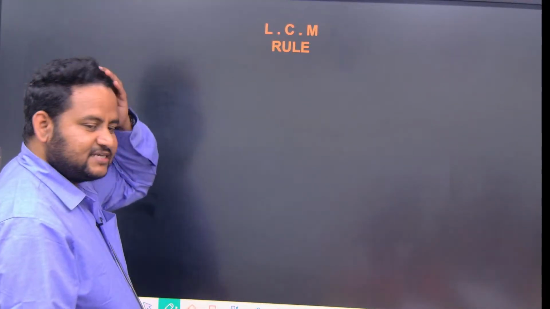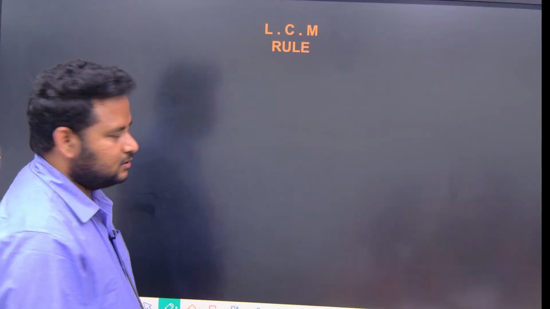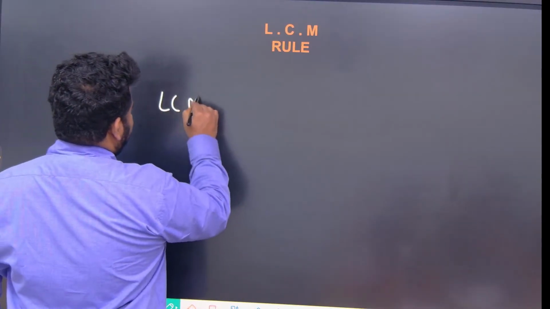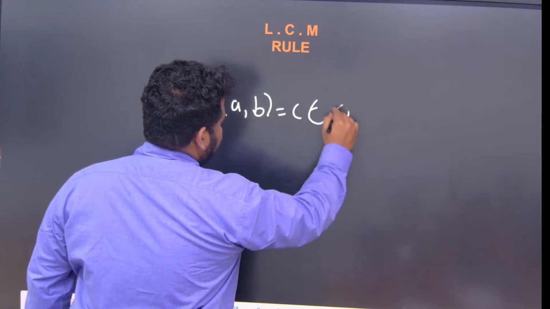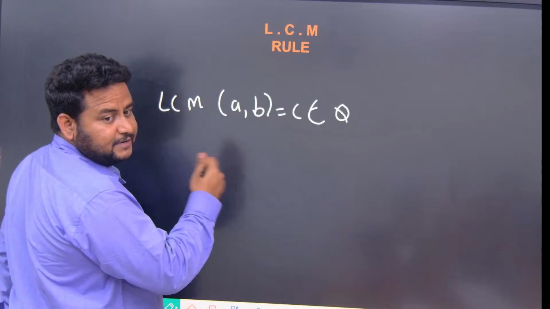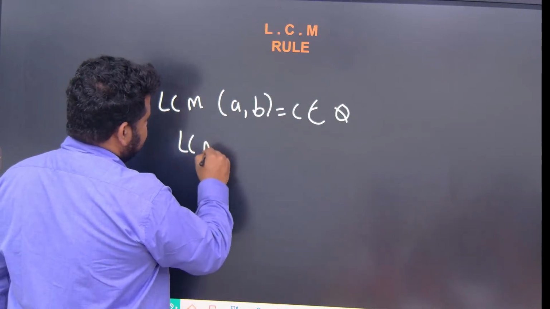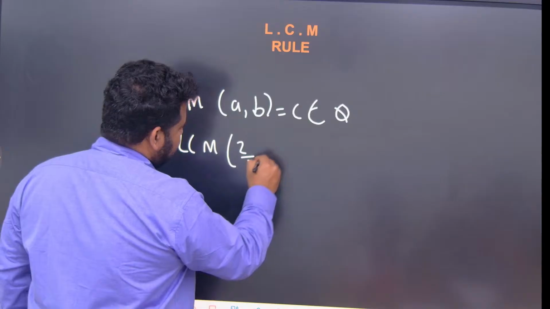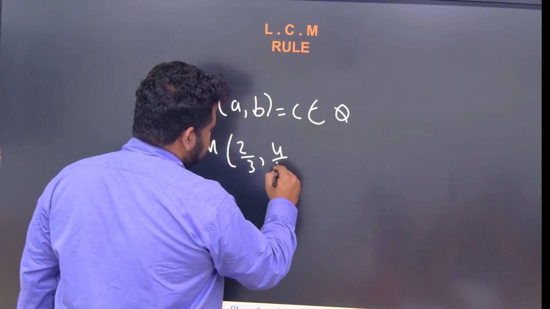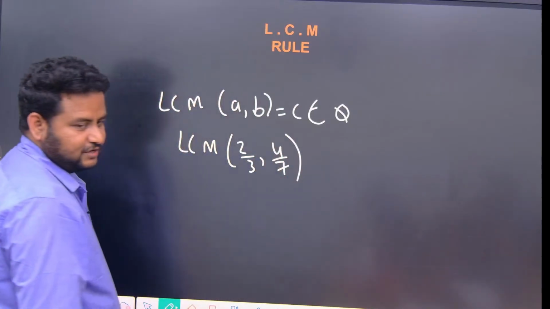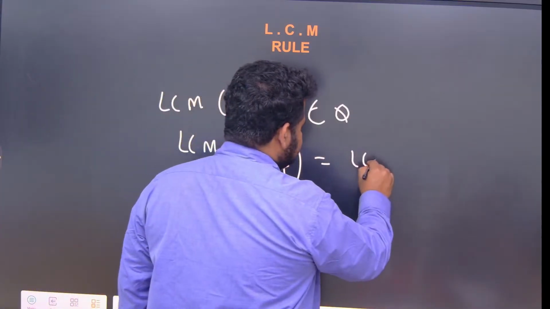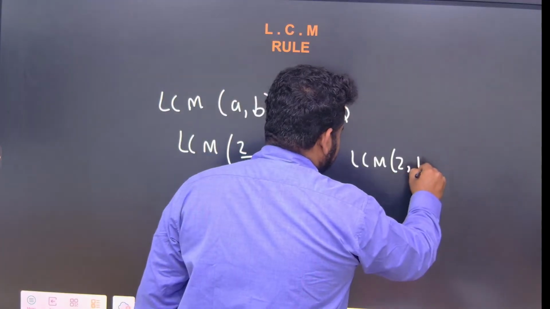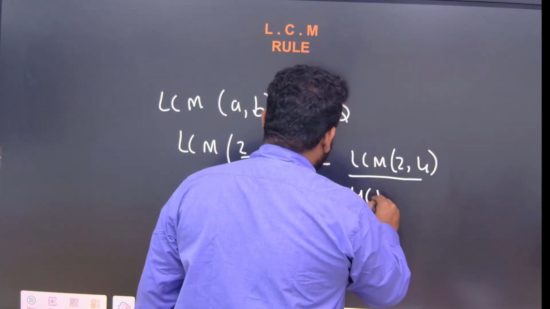LCM rule I want to tell. LCM rule means the LCM should always be a rational number. Suppose I write LCM of a comma b, and I get it as c; this should belong to the rational numbers. That means it should not be an irrational number. Suppose I write LCM of 4 by 3, 4 by 7. The LCM of such fractions is nothing but the LCM of numerators by the HCF of denominators.